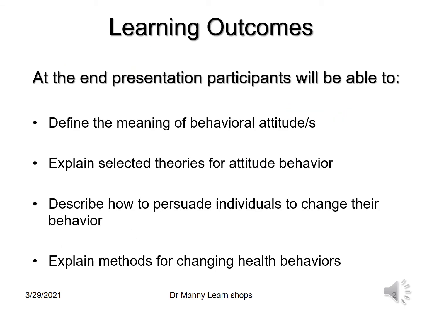The learning objectives or outcomes for this session are basically that you should be able to define what behavioural attitudes are. Explain certain selected theories for why we have the attitudes within our behaviours, and to be able to describe how to persuade individuals to change their behaviour, which might be really important if you're a nurse in clinical practice and you've got patients that now have unacceptable behaviours which affect their health. Also to be able to explain methods for changing those health behaviours.